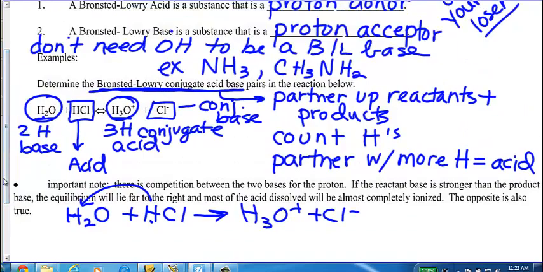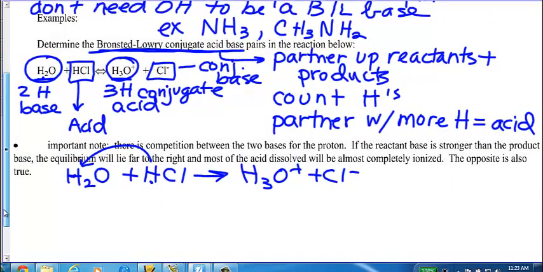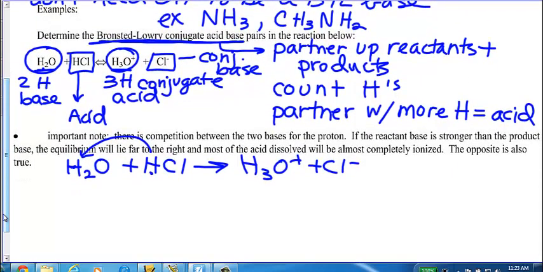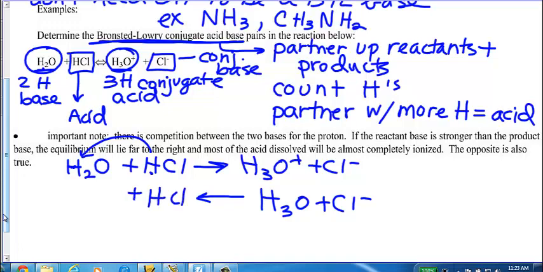But there's also a reaction happening in reverse. In the reverse direction, you have H3O plus and Cl minus. And Cl minus is attracting the proton to it to give you HCl and H2O.